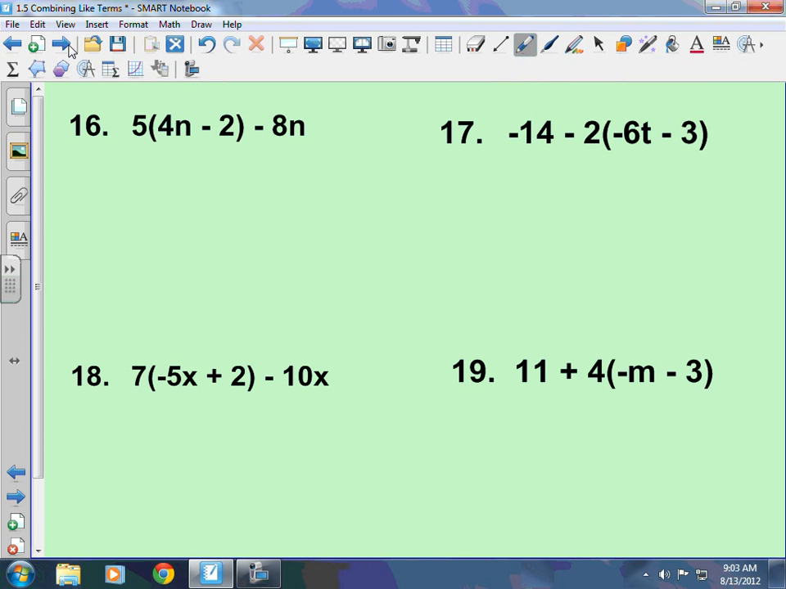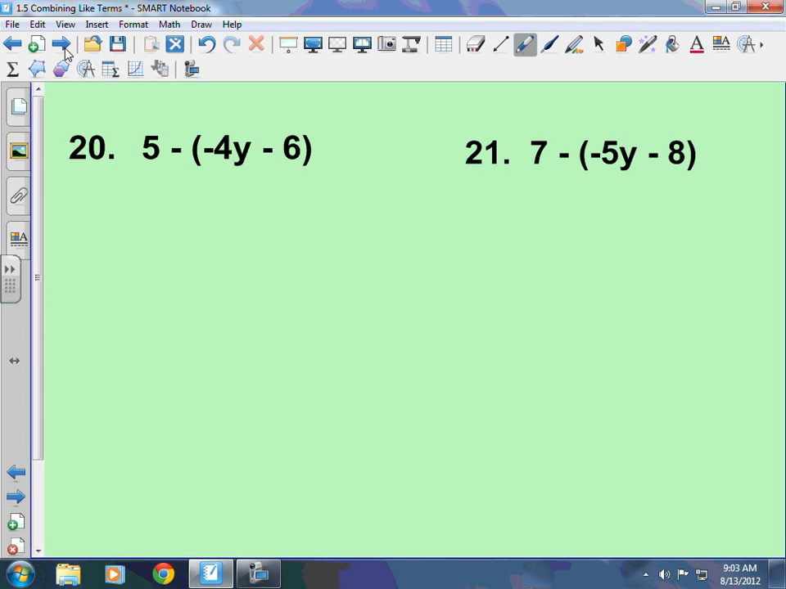Okay, the rules stay the same for these next 4, so go ahead and give them a try. Now we have this minus sign right here. When you see a minus sign next to parentheses, there's really a 1 right here. And there's a 1 right here. So this says -1 times -4y minus 6.